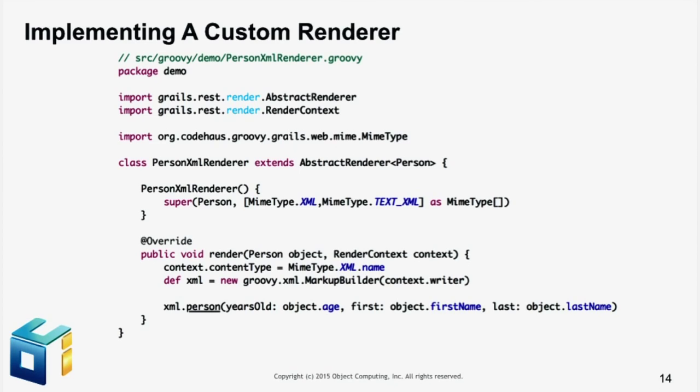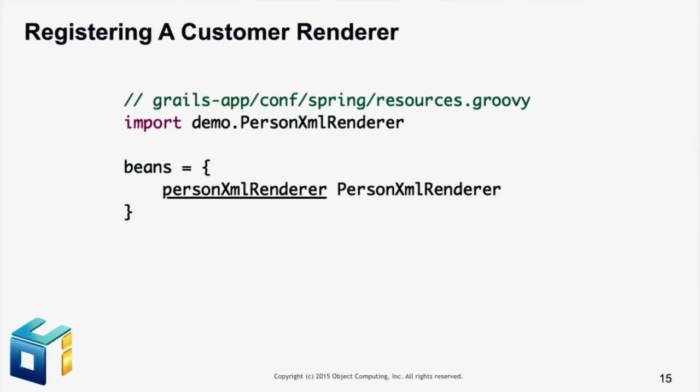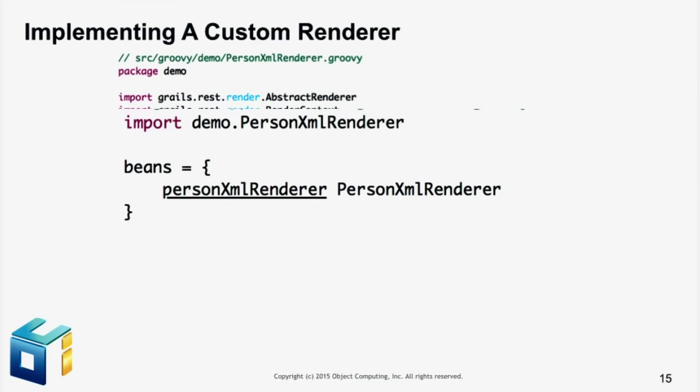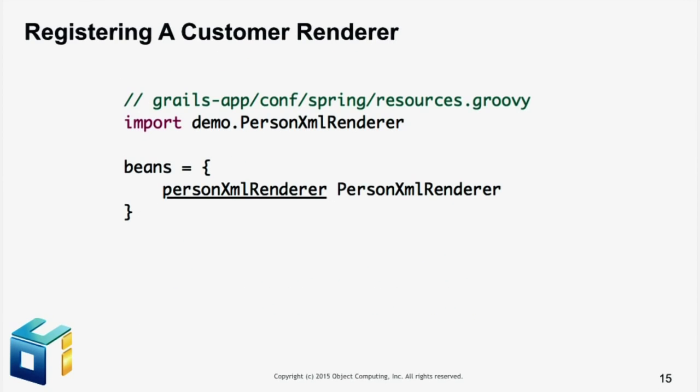So I need to register this in the Spring application context as a bean, and now anytime a person object is rendered as XML or text XML, this is the thing that'll be used to generate the XML. So this is that renderer being registered, right? The name of the bean doesn't mean anything, it just needs to be a bean name. The type of the bean is what's important. The framework is going to find all the renderers in the context and put them in the pool that we reach into anytime we need to render, like when you call respond as an example. So the bean name is not important. The class name is not important. The type of the class is what's important.